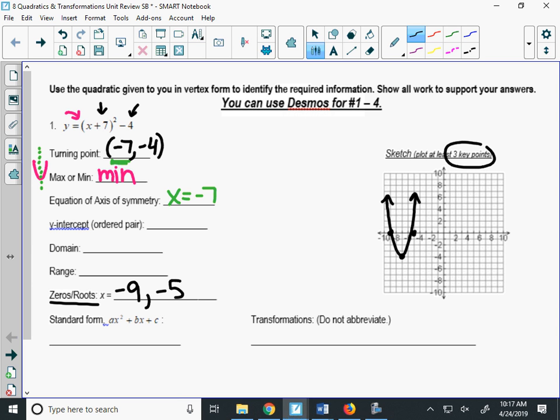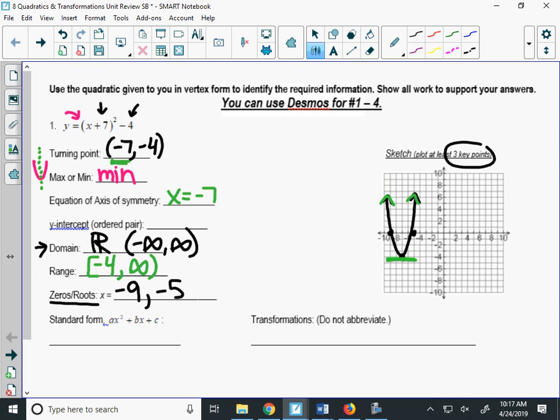The domain, we'll go back up here to domain. Domain, remember, for a parabola is always all real numbers, or you could say from -infinity to infinity. In the range, I start on the bottom. The lowest y value here is at -4, included, and it goes up forever to infinity. So I have those arrows.